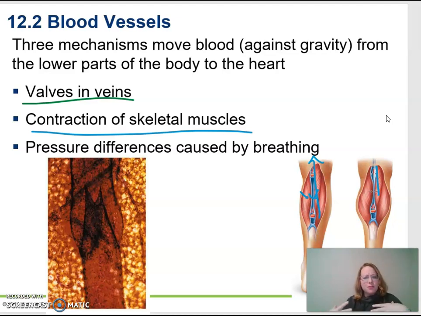And we do the same thing with pressure changes in our chest as we breathe. So this is the first part. We'll go on to the next part after this.